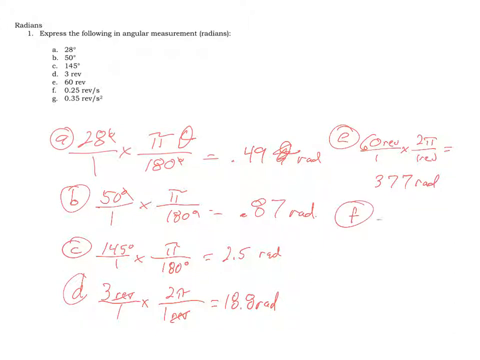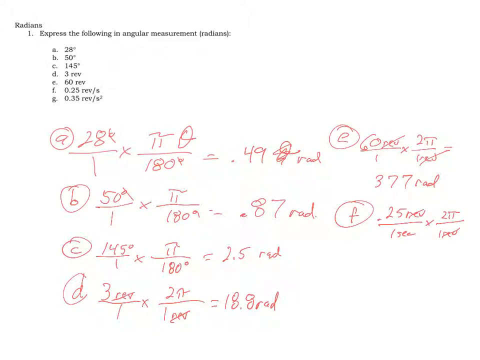F. Now don't be fooled here. 0.25 revolutions per 1 second. I still have to go 1 revolution is 2 pi. Revolution goes away. Sorry, I didn't cancel it up here. Remember, that goes away. So you're still going to have seconds on the bottom. You're going to have radians per second, which is what we're after instead of revolutions per second.